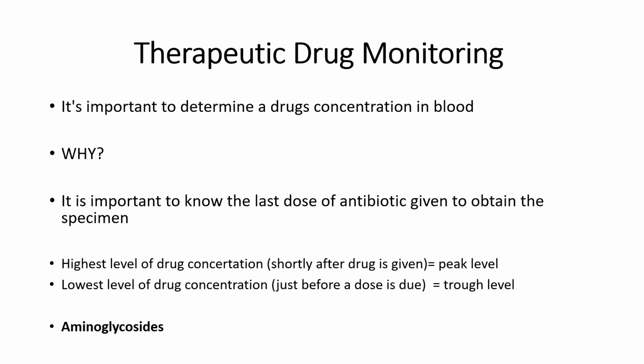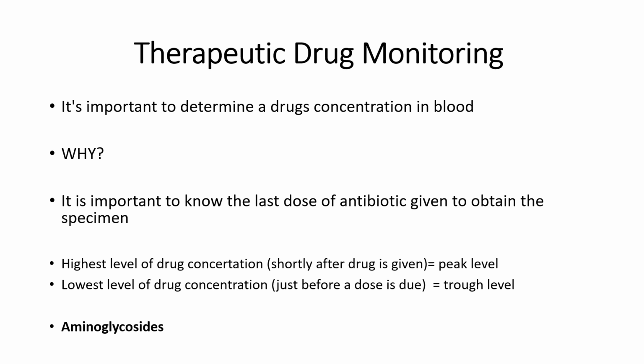So that's the lowest level of drug concentration, which really is just before a dose is due. You would take a trough level. And from there, you would see how the patient is metabolizing the drug. Do we need to change the dosing of the drug? Do we need to make it less? Do we actually need to make it more? So it's really taking a look to see how this patient is metabolizing this drug. Does it need to be discontinued altogether?